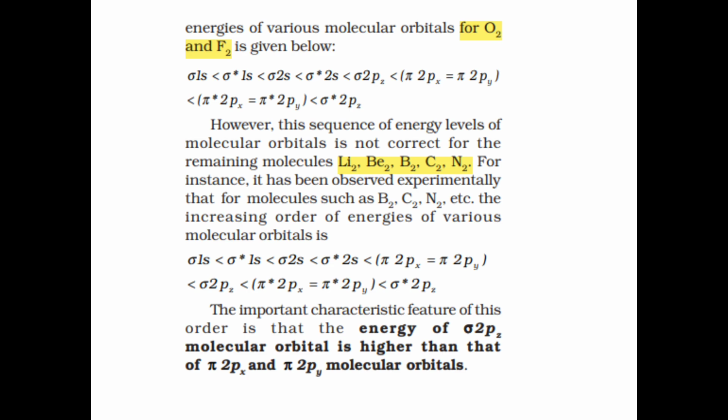For lithium 2, beryllium 2, boron 2, carbon 2 and nitrogen 2, the electronic configuration is sigma 1s less than sigma star 1s, sigma 2s less than sigma star 2s, pi 2px equal to pi 2py less than sigma 2pz less than pi star 2px equal to pi star 2py less than sigma star 2pz. The characteristic feature of this order is that the energy of the sigma 2pz molecular orbital is higher than that of the pi 2px and pi 2py molecular orbitals.